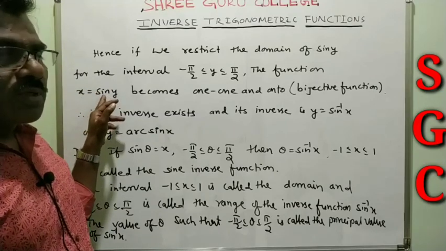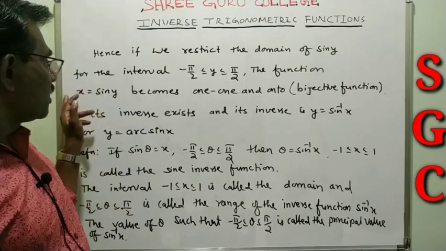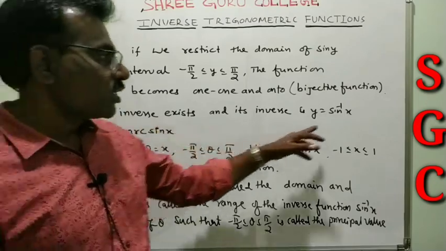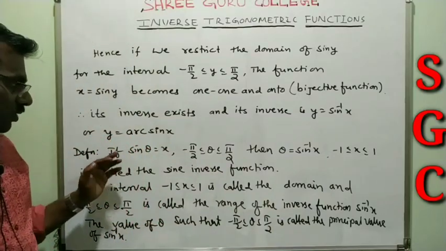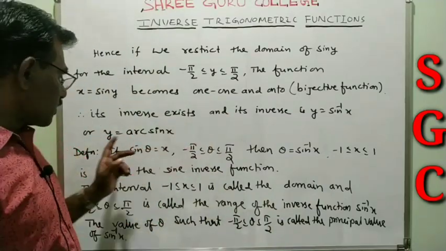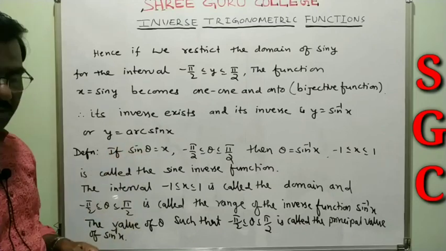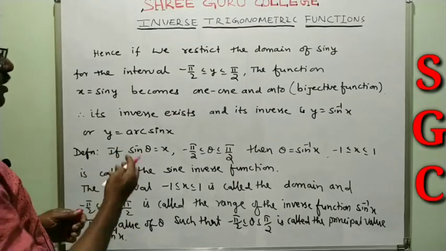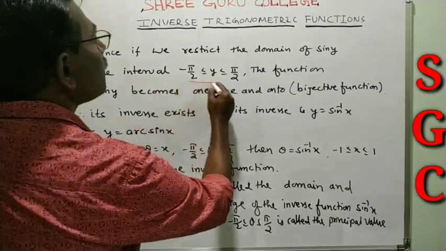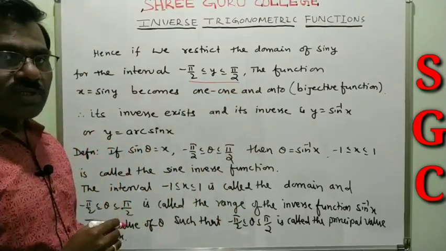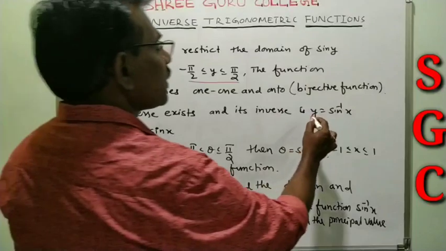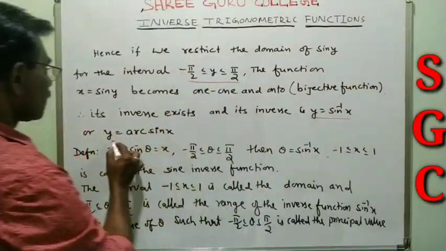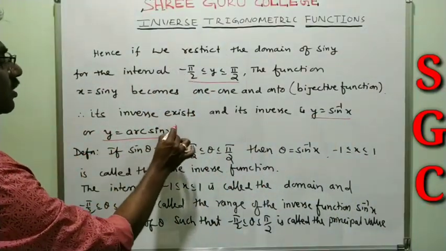y lies between minus 90 to plus 90, x lies between minus 1 to plus 1. So here x is the domain, y is called the range. So actually y equals sine inverse of x, or y is arc sine x. In this interval the function is one-one and onto. So y is sine inverse of x, also denoted by arc sine.